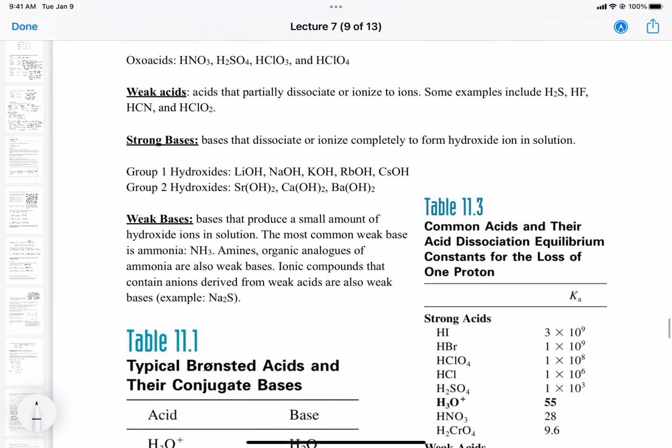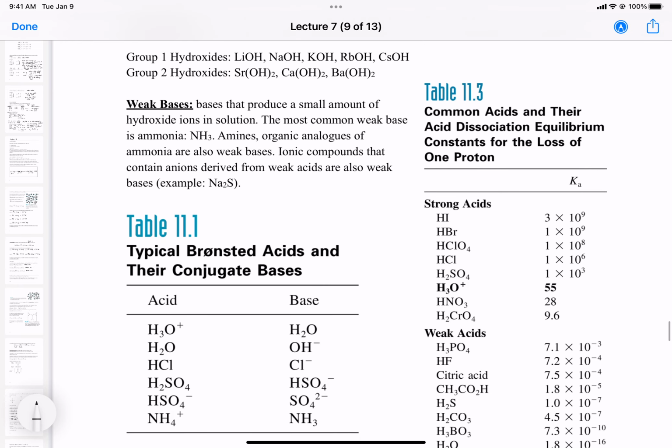So now let's talk more about weak bases. Usually a weak base is typically an amine, but weak bases could also be conjugate bases, the anions derived from weak acids. They're also weak bases, for example, sodium sulfide.